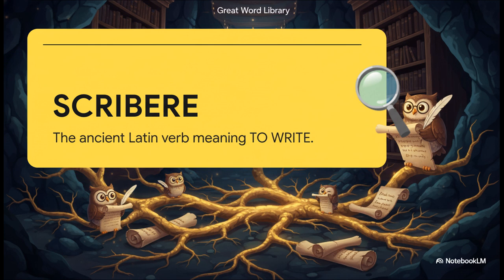So over 2,000 years ago, the Romans spoke Latin. And in Latin, they had this very specific, very important verb, scribere. S-C-R-I-B-E-R-E. For the ancient Roman scribes working tirelessly on their scrolls, scribere meant simply to write. And as the English language developed and started borrowing words from Latin, this ancient root survived, bringing that core concept of writing right into our modern dictionaries.